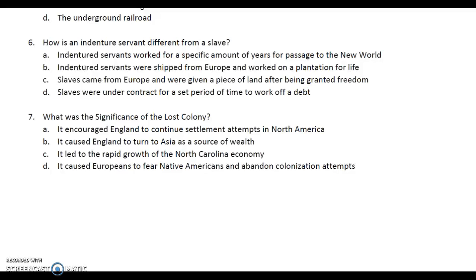Number 7. What was the significance of the Lost Colony? A. It encouraged England to continue settlement attempts in North America. B. It caused England to turn to Asia as a source of wealth. C. It led to the rapid growth of the North Carolina economy. D. It caused Europeans to fear Native Americans and abandon colonization attempts.